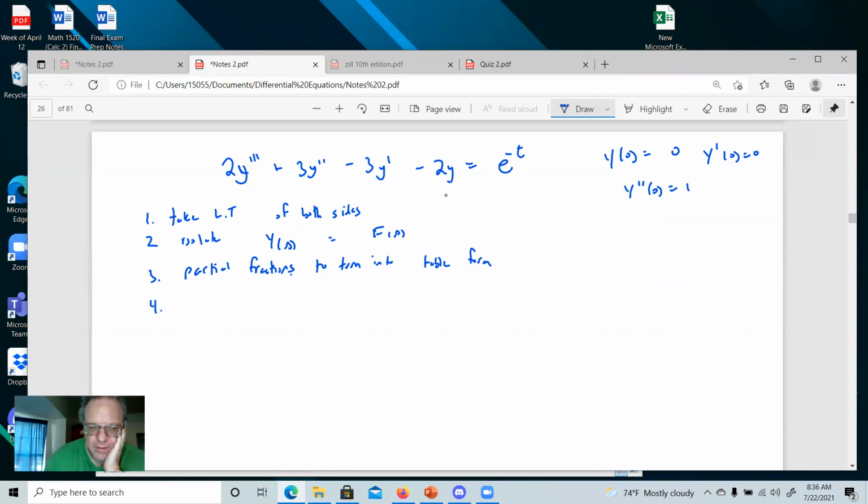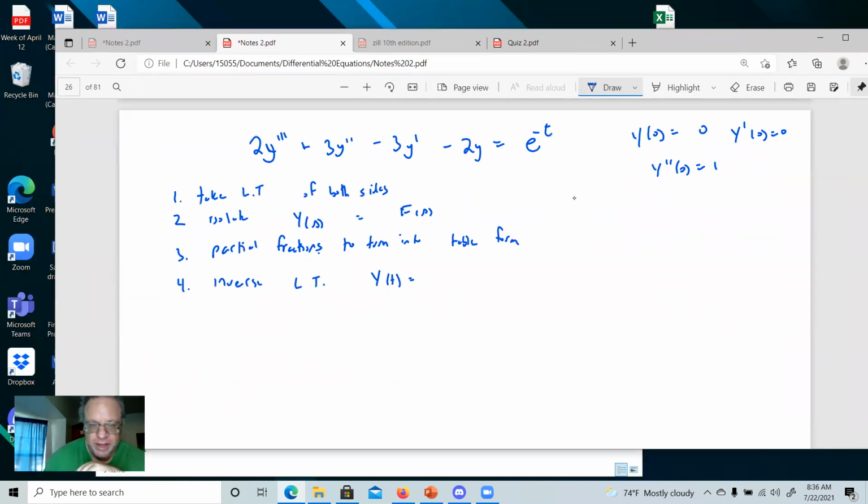And then finally, we're going to take inverse Laplace transforms in order to get our function in terms of y of t. So it's effectively the same sort of steps every time. Take the Laplace transform on both sides, solve for Y of s, get it into things that actually look like you can inverse transform them, and then get to our y of t.